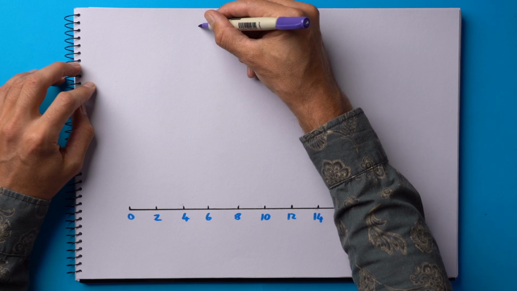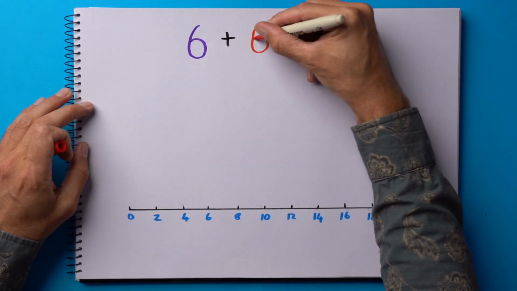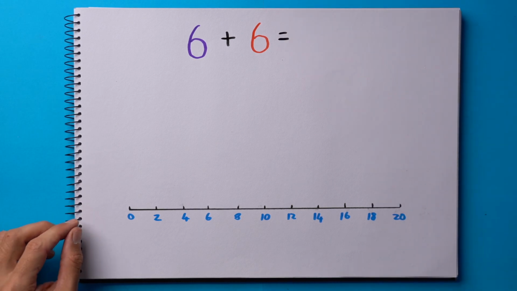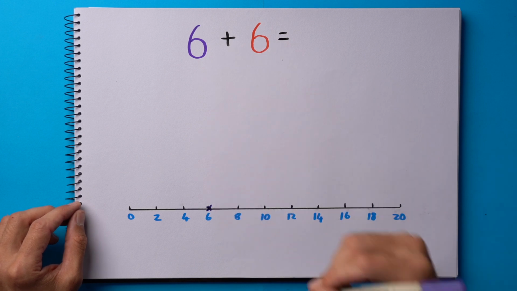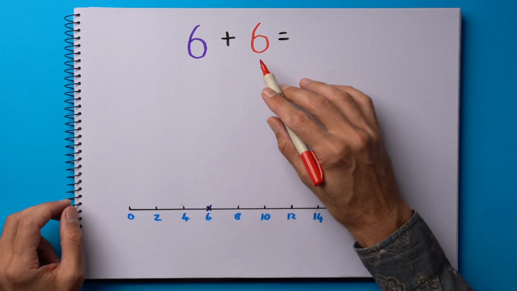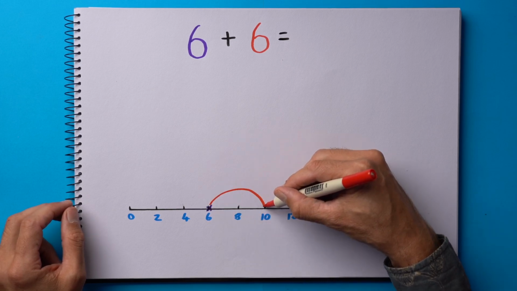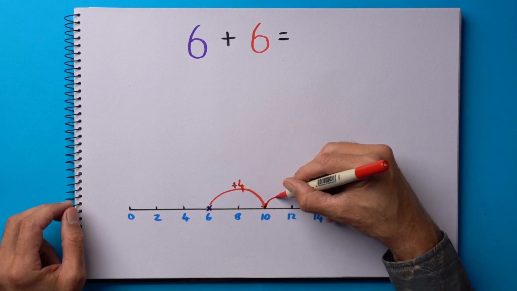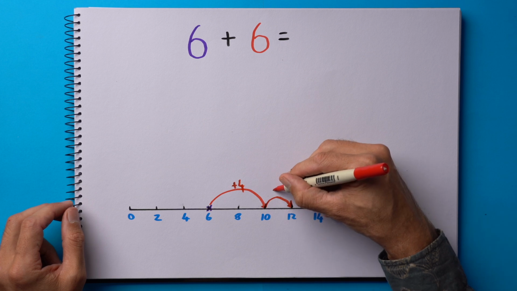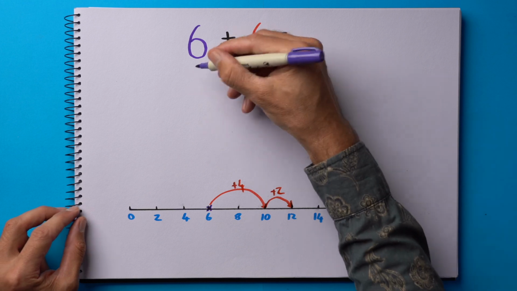The first problem that we're going to look at is one that we've looked at before. It was 6 plus 6 equals. Our first step is to find our starting point, which was 6, which is just here. Then we're going to break our other 6 into however many we need to get up to 10, which is 4. Plus 4. And the other part of that 6 would be plus 2.